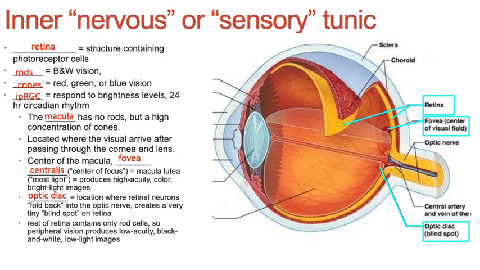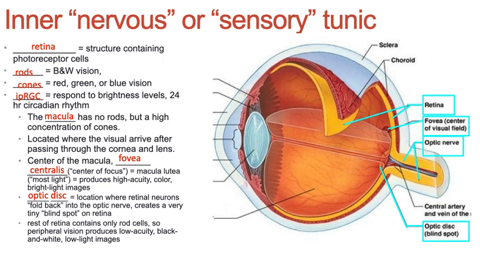There's also the optic disc. The optic disc is a location where the retinal neurons kind of fold back into the optic nerve, and because of this, it creates a tiny blind spot on the retina. And so we can't really see that due to the fact that our eye is constantly moving, and so that blind spot's always filled in with information from our brain. But there are ways to detect your blind spot if you're interested.